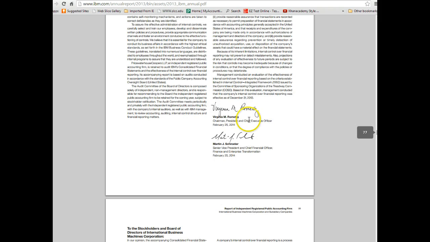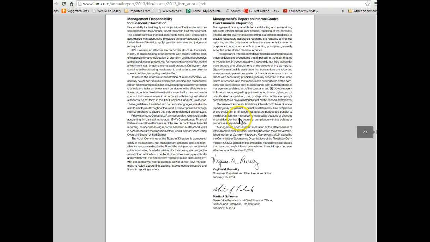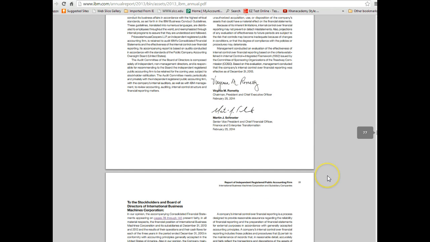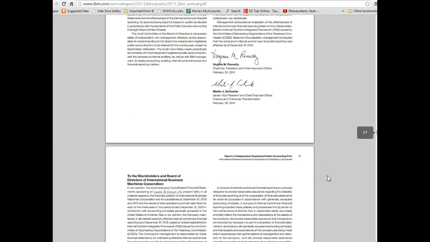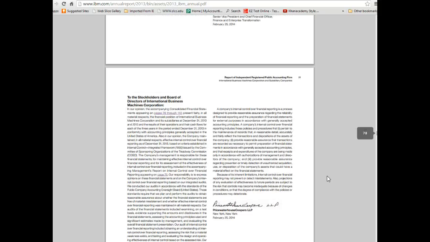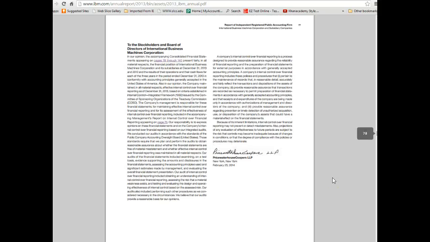Our president and our CFO have signed this report, and Sarbanes-Oxley, the law that came about as a result of all of the turmoil in the last decade in the financial markets, now says that if Virginia and Martin sign this and it's later found to be grossly negligent, they are subject to a $250,000 fine and 20 years imprisonment. So, teeth in Sarbanes-Oxley.